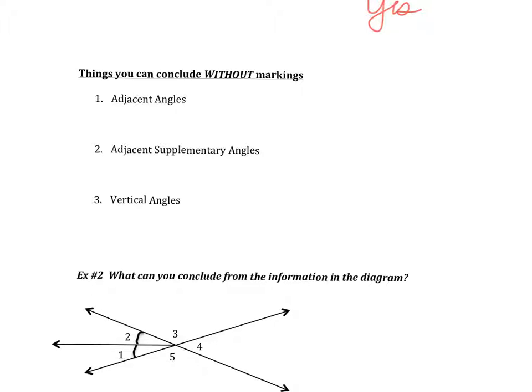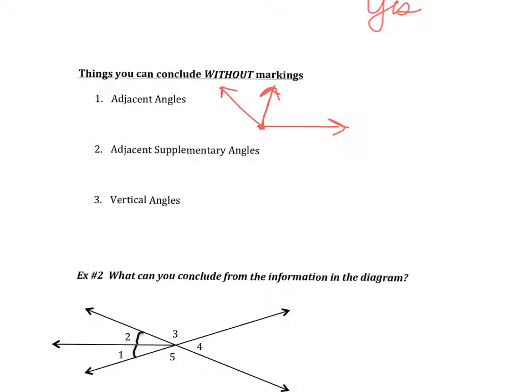The first one is you are allowed to say that angles are adjacent. So if I see a picture and it looks like this, they don't have to tell me that this is a shared vertex and this is a shared side and there's no overlap. If you look at it and they appear adjacent, you're allowed to assume those are adjacent. You're also allowed to assume adjacent supplementary. Why do you think you're allowed to assume adjacent supplementary? So they're next to each other and they add up to 180.